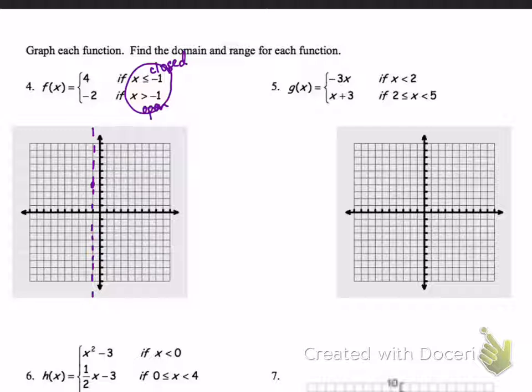Probably should have used a different color. Let's see. Here we go. Closed dot. And then it goes out forever to the left because it is less than -1. And then at -1, it stops. And I'm going to have an open circle at y equals -2. And I'm going to go out forever to the right because it's everything greater than -1. So open circle to the right.